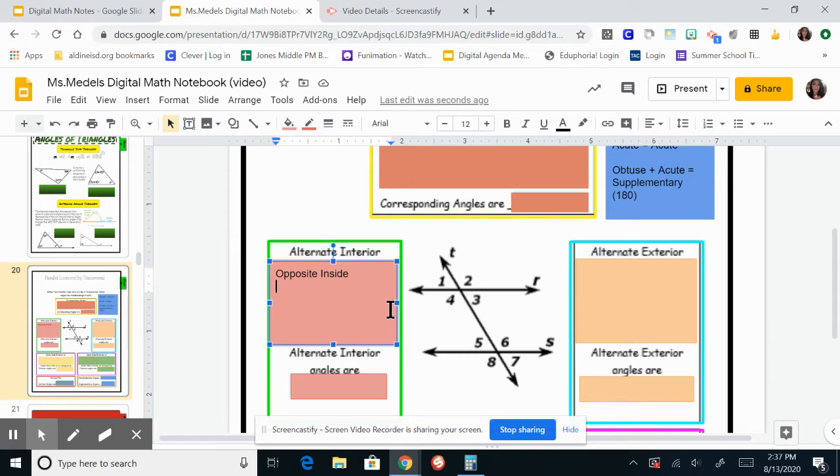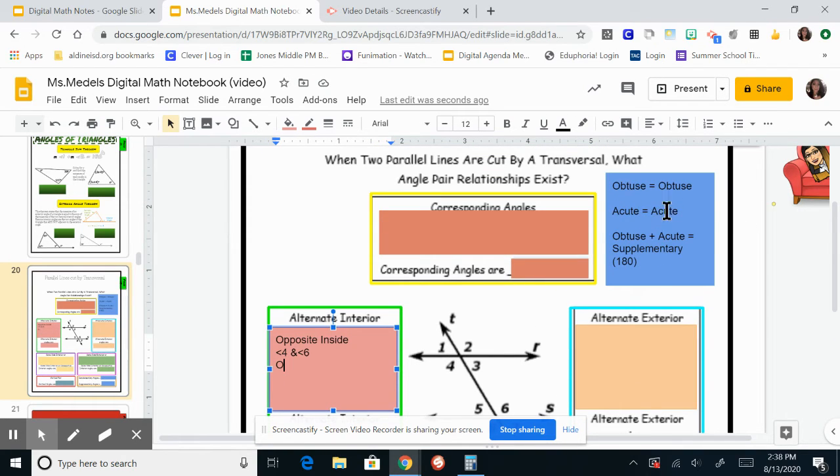So for example, angle 4 and angle 6 are alternate interior angles, okay? Now, if we look at angle 4, that is a big angle. So that is an obtuse angle. So I'm going to put O. If I look at that 6, that is a big angle as well, or obtuse. So remember when we did obtuse equals obtuse? If both of them are obtuse, I'm going to put O equals O.